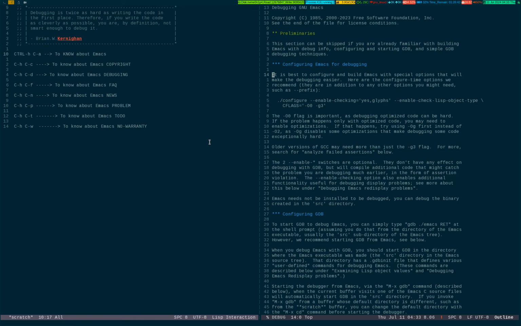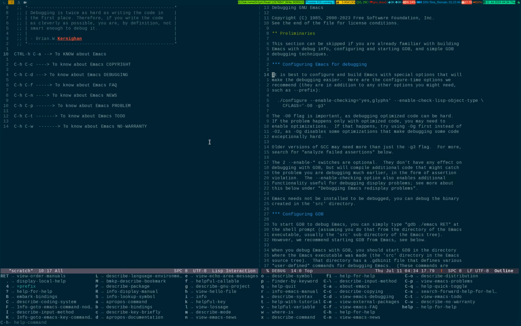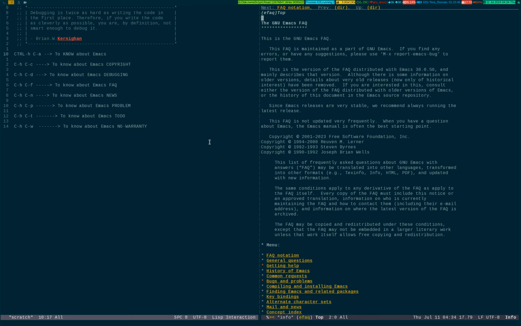The next one is Ctrl H, Ctrl F to know about the Emacs FAQ. Emacs has got a FAQ, a frequently asked questions list. FAQ stands for that. Ctrl H and Ctrl F. If I do, see, this is the FAQ of Emacs.